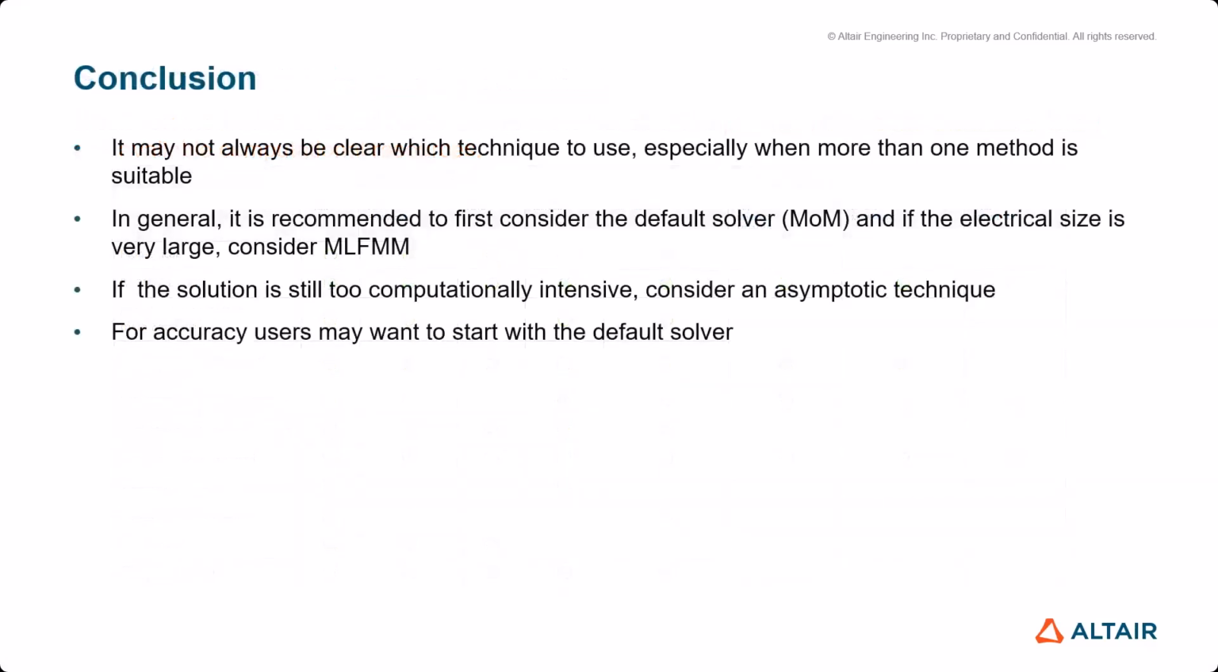Quickly concluding, it may not always be clear which technique to use, especially when more than one method seems suitable. But generally speaking, when you're just starting off, it is recommended that you first consider the default solver in Feko, which is method of moments. If your electrical size is still large, then you can consider MLFMM. Only if these two methods don't work out, you can then explore other options. Users who are looking for accuracy might want to first start off with the default solver and then move on to other asymptotic methods.